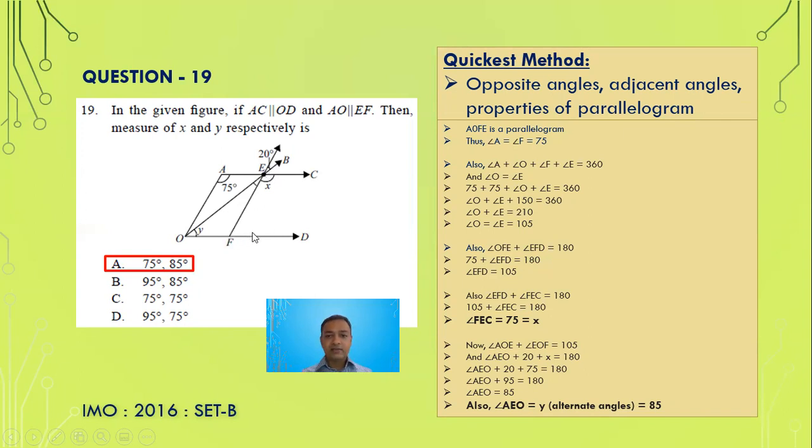So the sum of these angles is 180. And this OFE is 75. So what is angle EFD? EFD is 180 minus 75, which is 105. So angle EFD is 105.